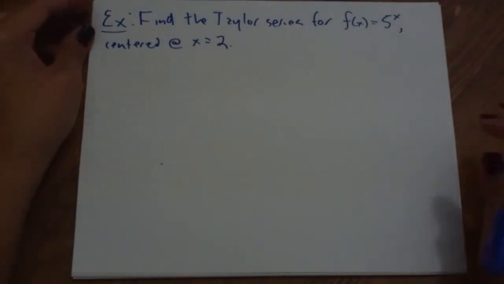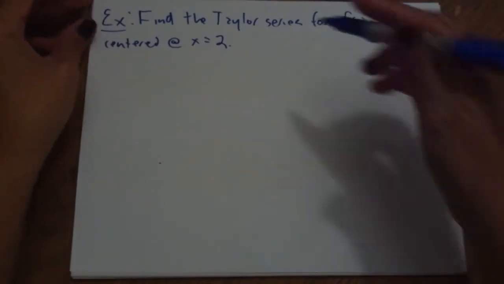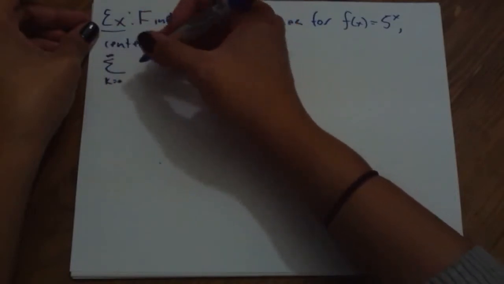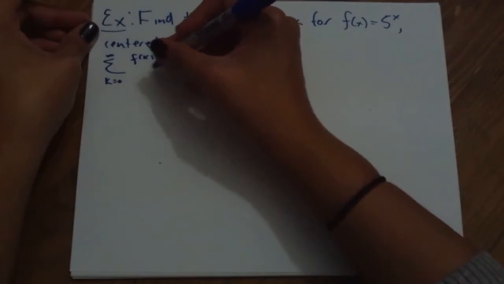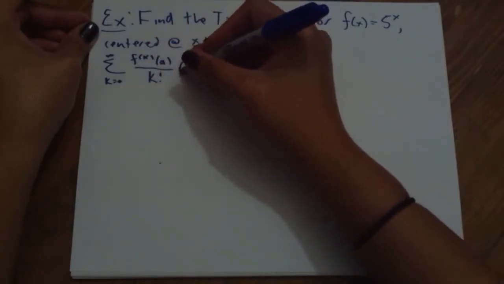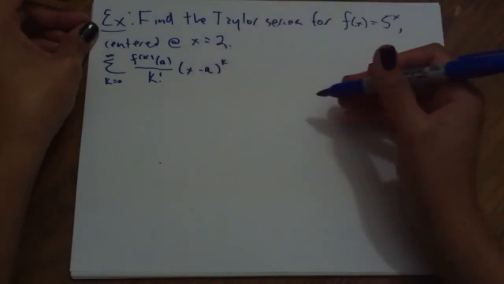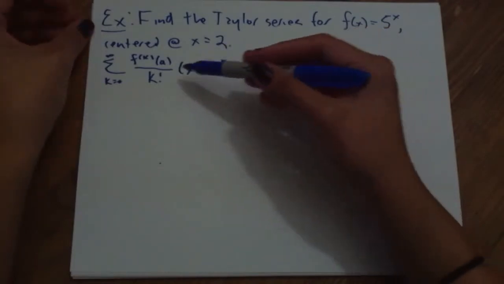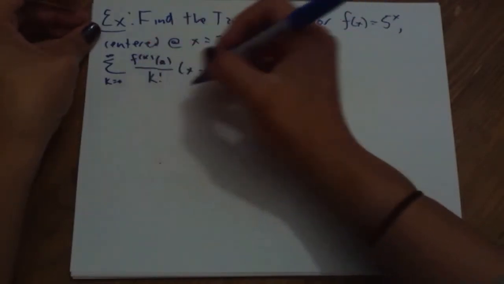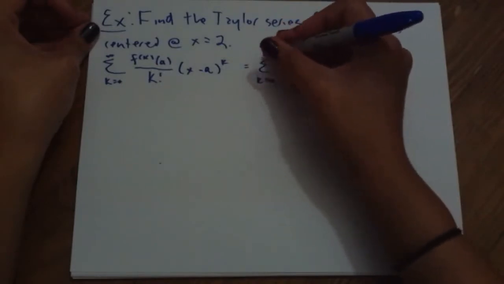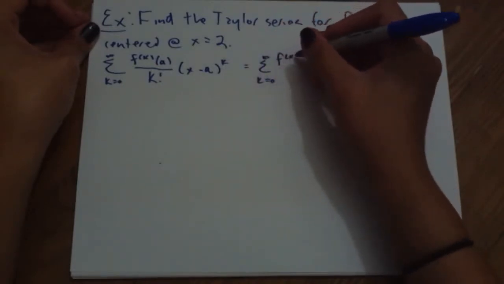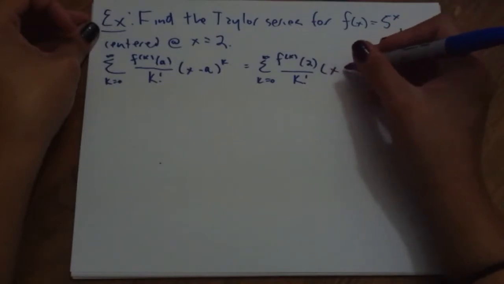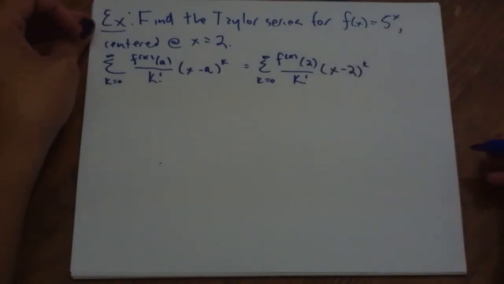So, again, notice what's going to go on in my formula. We're taking a sum from 0 to infinity of my kth derivative at a over k factorial times x minus a to the k. Since this guy's centered at x equals 2, this is telling me what my a is. So if I stick my a in, I need a kth derivative at 2 over k factorial, times x minus 2 to the k.